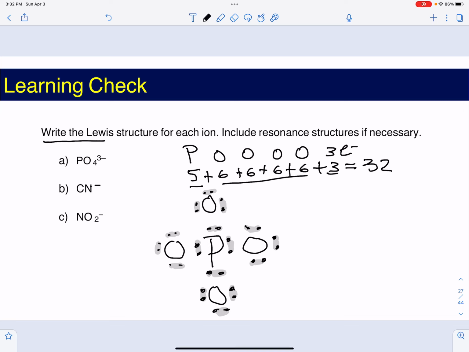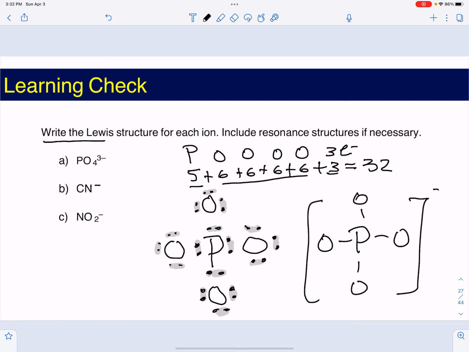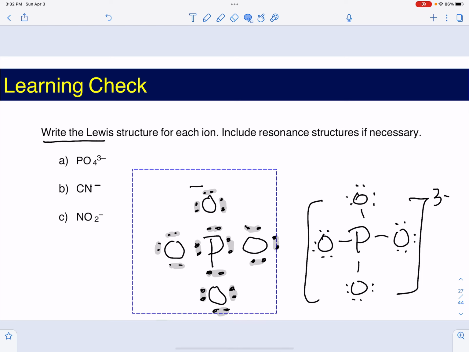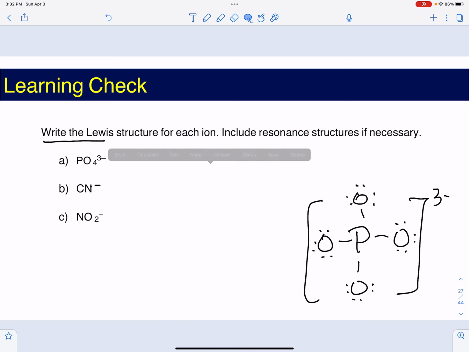So that would be the structure for phosphate, which is going to be P, O, O, O, O. Because it's an ion, we will put brackets around it, and then we can put all the other electrons around it. And that would be the Lewis structure for it, right? But we already know how to do Lewis structures. What we are trying to learn is resonance. So what is a resonance?